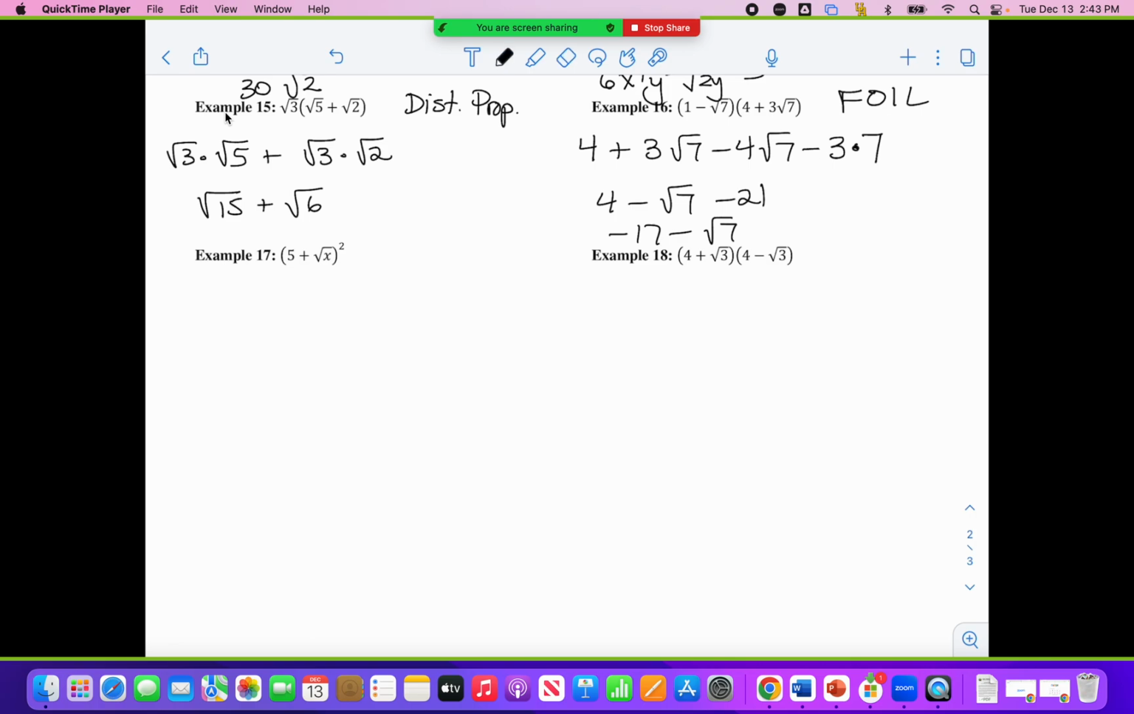All right, in example 17, if I take a quantity squared, what does that mean? Multiply it times itself. So I'm going to pause a moment, and I want you to FOIL it. And go ahead, if you're a fast worker, go on to example 18.